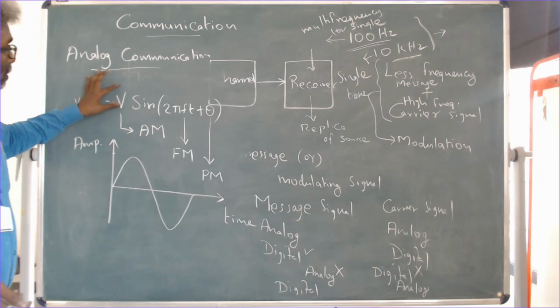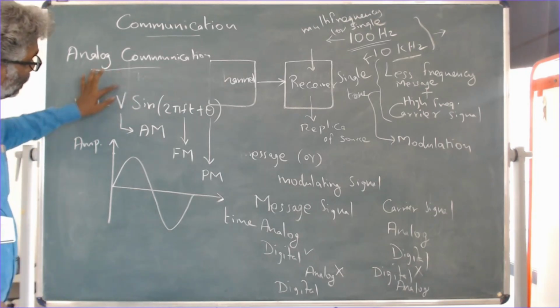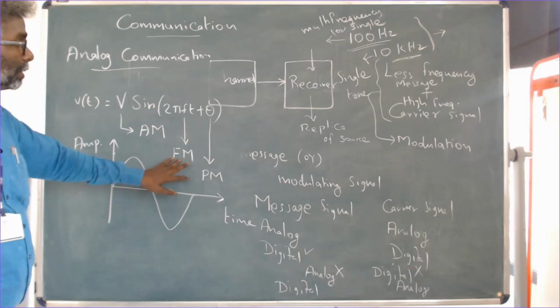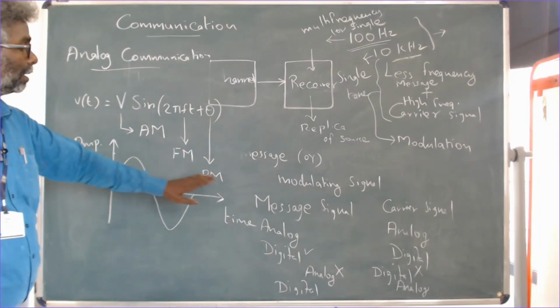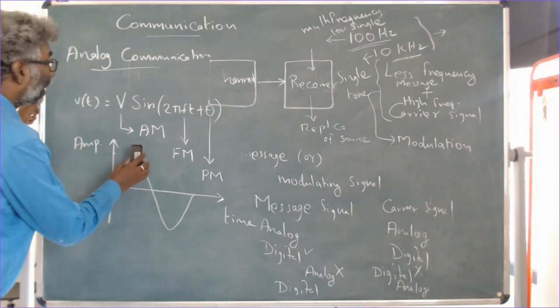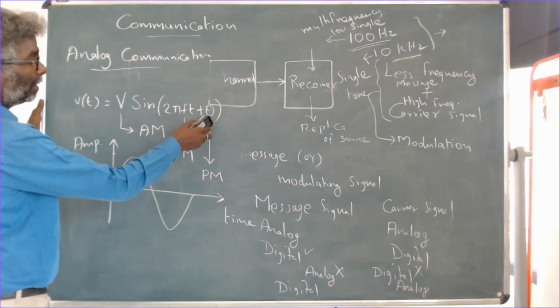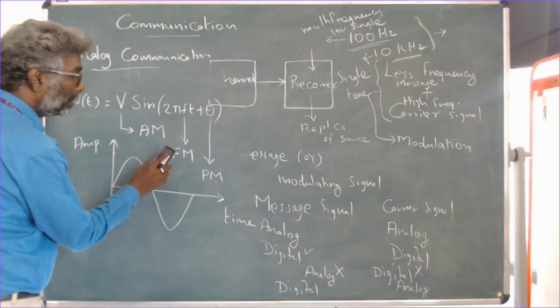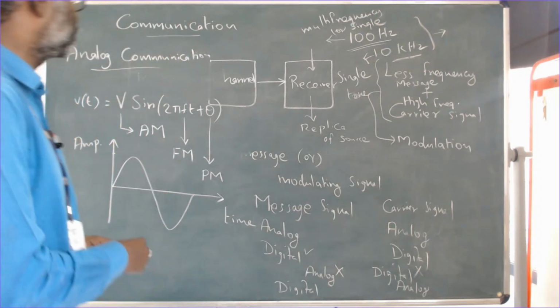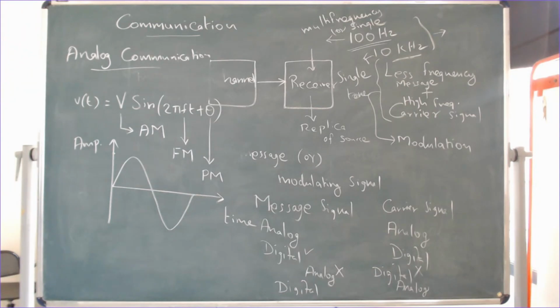So in one case, if there are changes in the amplitude, then it is amplitude modulation. Changes in frequency, then frequency modulation. Changes in phase, then phase modulation, but not at the same time. The only relationship between frequency and phase modulation is that if we want to do frequency modulation, that will be a phase modulation, that is, indirectly the phase will change.